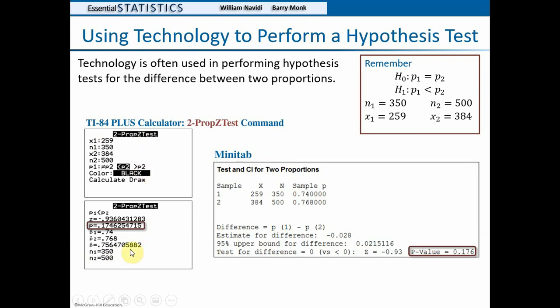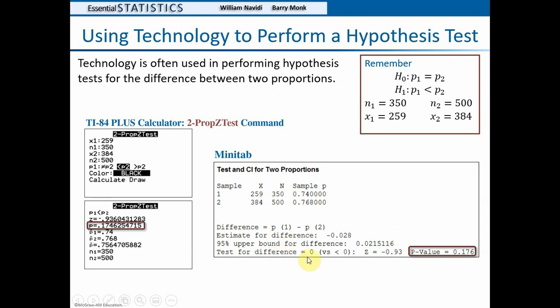Here's the input and the output, and then it asks you to make decisions based on that. Notice that this is P1 less than P2 because of here. That tells you what you were testing against. In Minitab, the difference: here's sample 1, sample 2, sample proportions. The difference of P1 minus P2, the estimate for the difference is negative 0.028. And then the 95% upper bound for the difference is 0.021556.